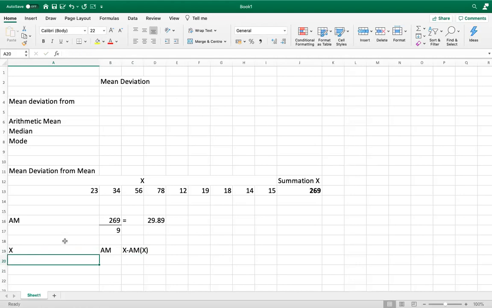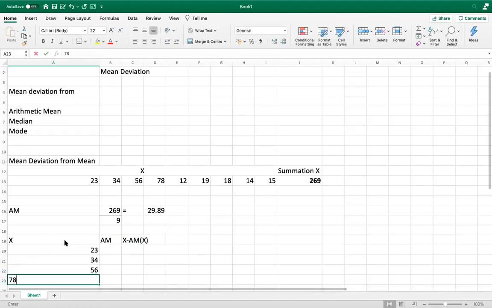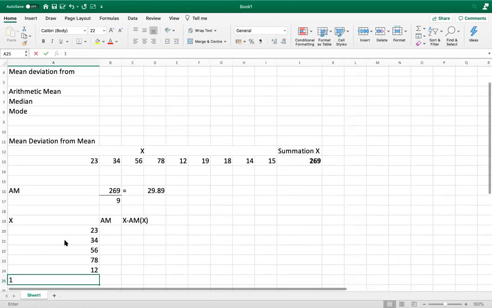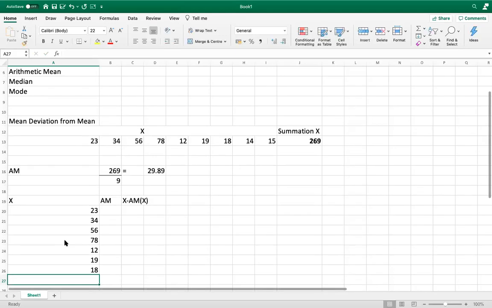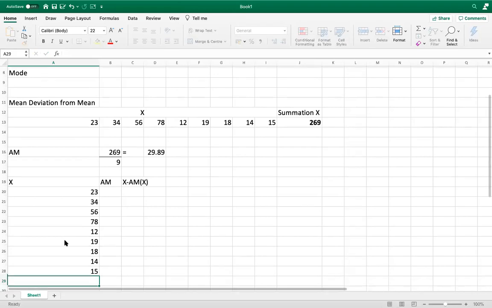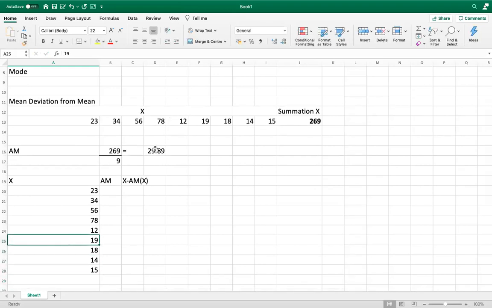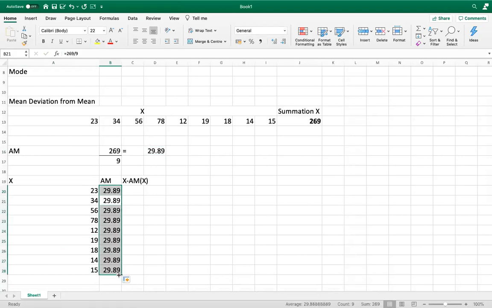So now I will say, what is the x value? 23, 34, 56, 78, 12, 19, and then 14. Arithmetic mean is... okay. Now this value, I'm going to ignore the sign.